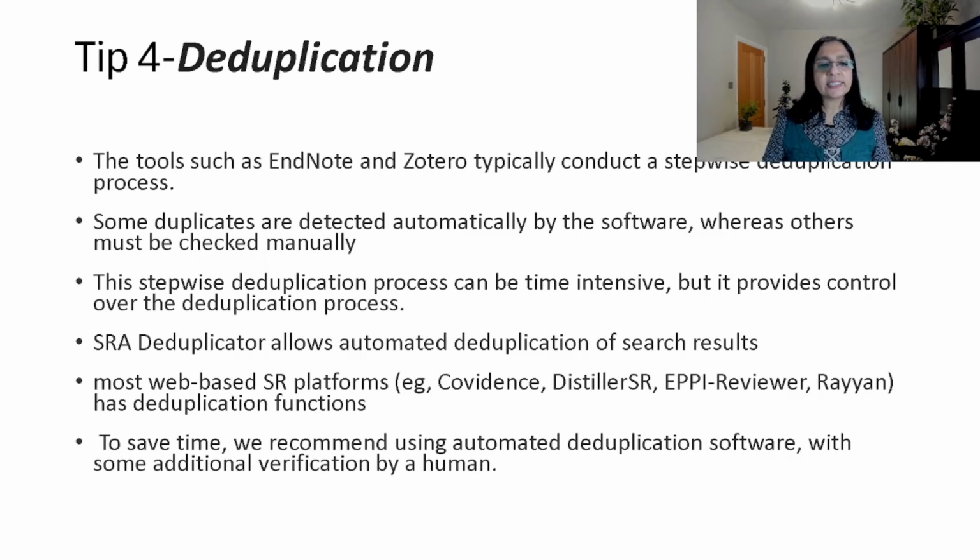We can use tools such as EndNote and Zotero that typically conduct a stepwise deduplication process. Some duplicates are detected automatically by the software, whereas others must be checked manually. This stepwise deduplication process can be time intensive, but it provides control over the deduplication process. The SRA Deduplicator allows automated deduplication of search results. So we can use tools like EndNote, Zotero, and the SRA Deduplicator.